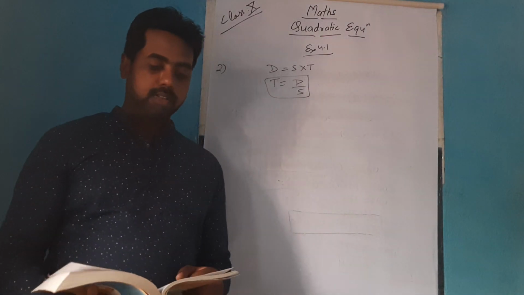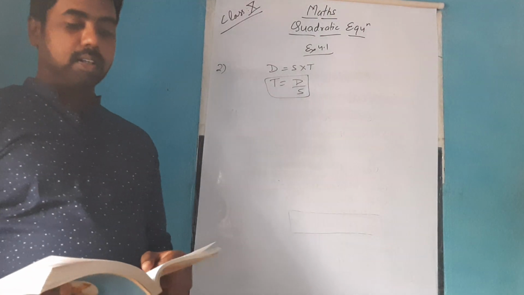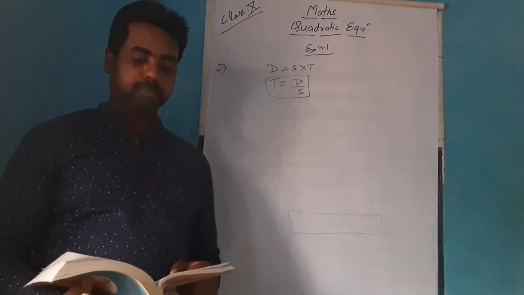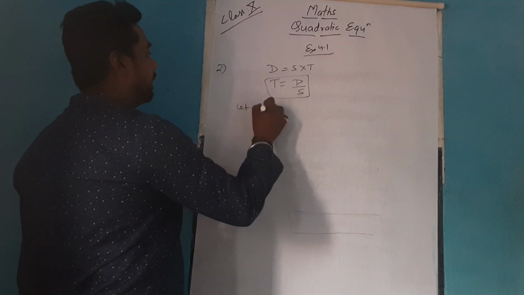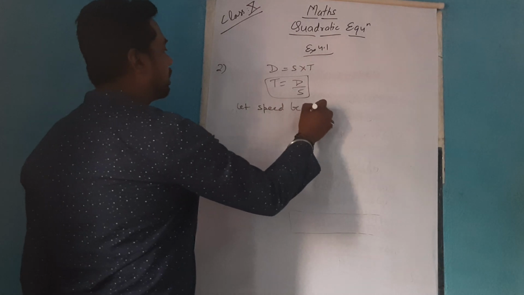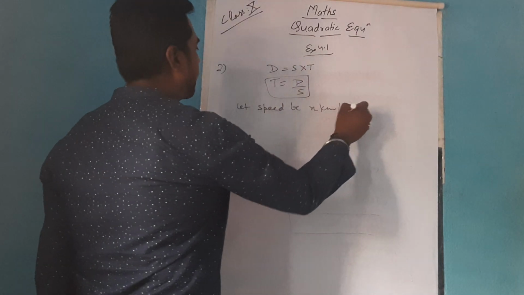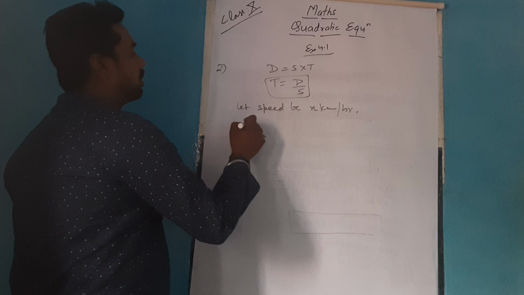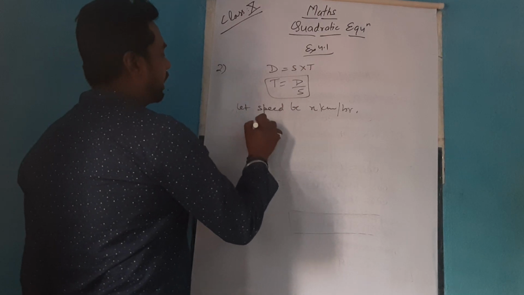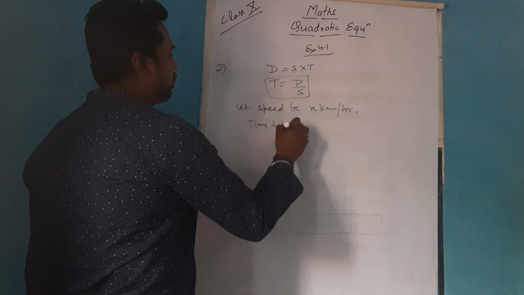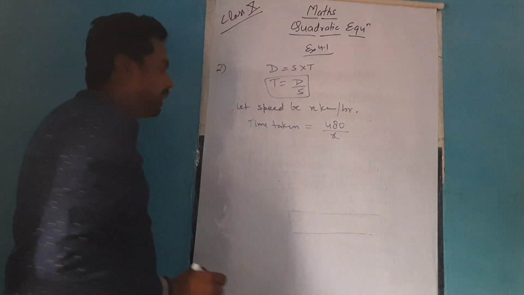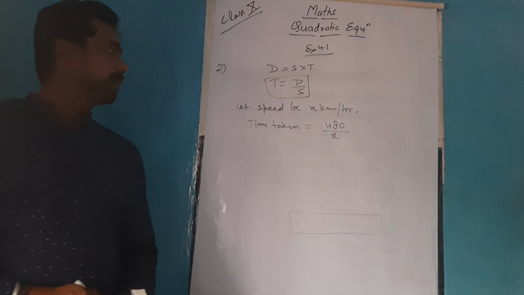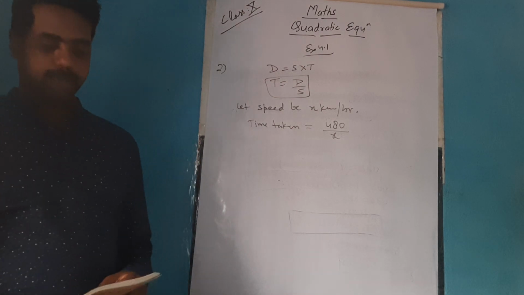Now in this question it says that a train travels a distance of 480 km at a uniform speed. So if you take the speed as x, let the speed be x km/h. The time taken for going 480 km becomes 480 by x. So the time taken is 480 by x.